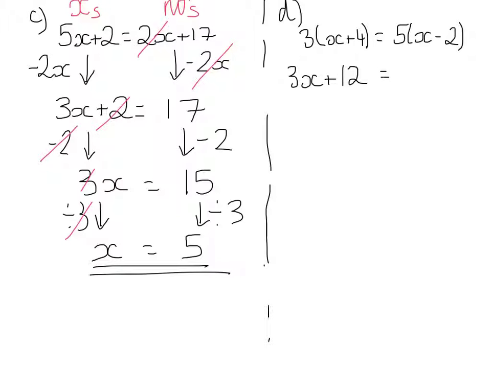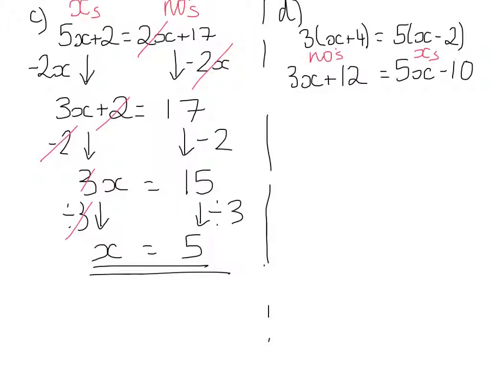equals, on this side, everything inside multiplied by positive 5. So that's going to give me 5x minus 10. Okay, so again, being really careful of the negatives. Now we've got something that looks very similar to part C. So we're going to have to decide, right, which side do I want my x's on, which side do I want my numbers on. So again, this side has more x's, so it makes sense to get my x's on this side and my numbers on here.